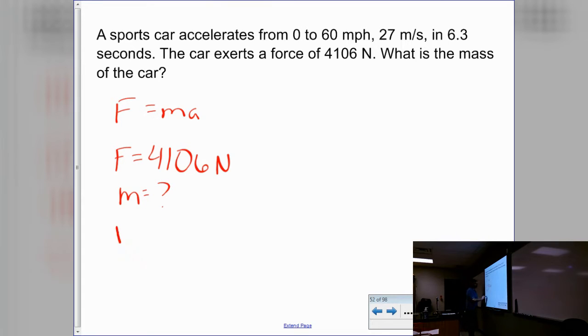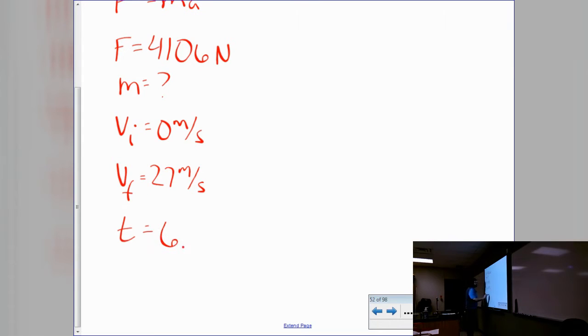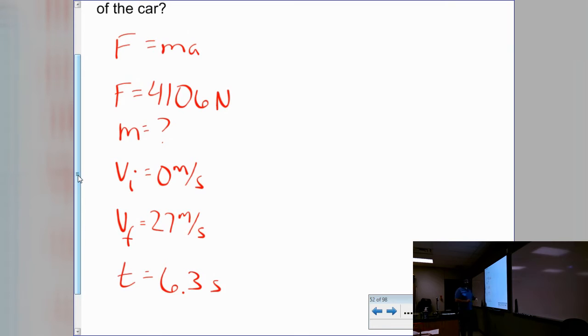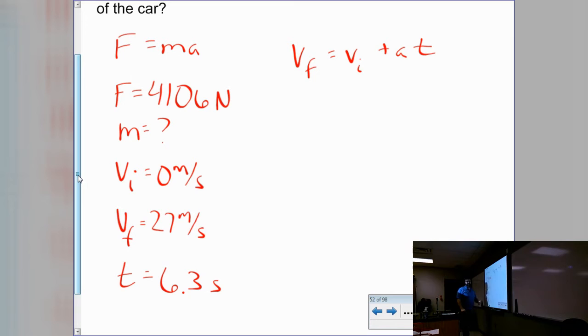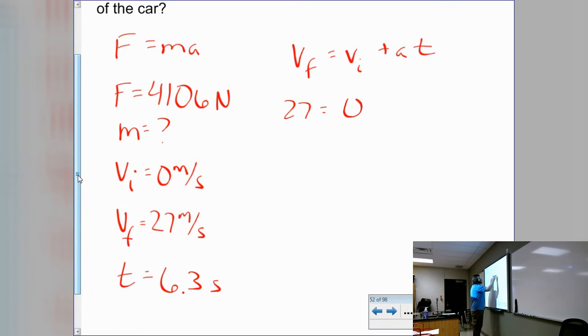It gives us our initial velocity, 0 meters per second, or even 0 miles per hour, but it's still 0 meters per second, and our final velocity, 27 meters per second. It also gives us the time, 6.3 seconds. Now, it doesn't directly say what the acceleration is, but we should be able to find it using kinematic equations. Final velocity equals initial velocity plus acceleration times time. We have all the other pieces except the acceleration. So we have the final velocity, 27, equals initial velocity 0, plus acceleration, which we don't know, times 6.3 seconds. So we can solve for that acceleration, then use that to solve for the mass of the car.